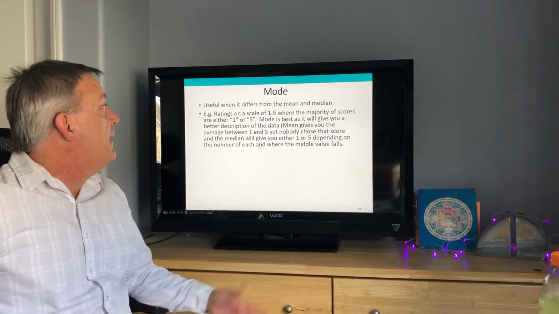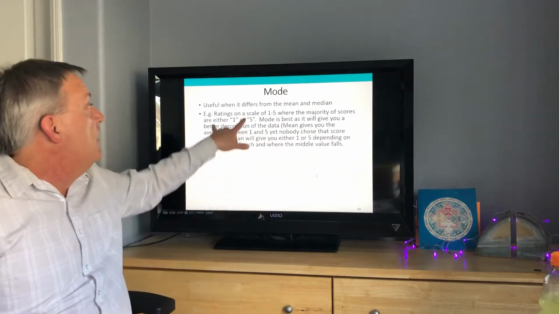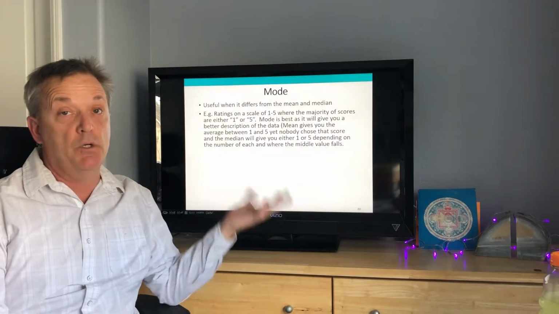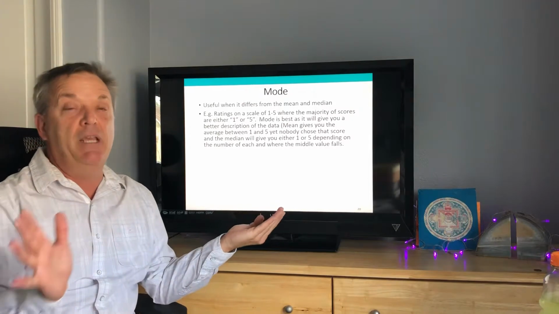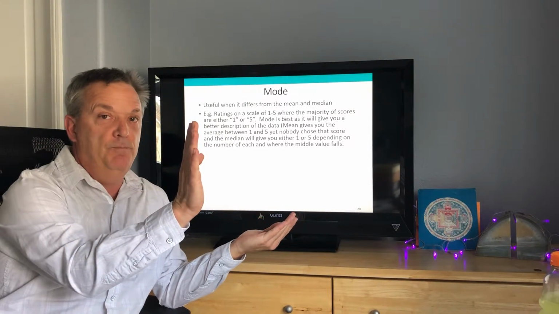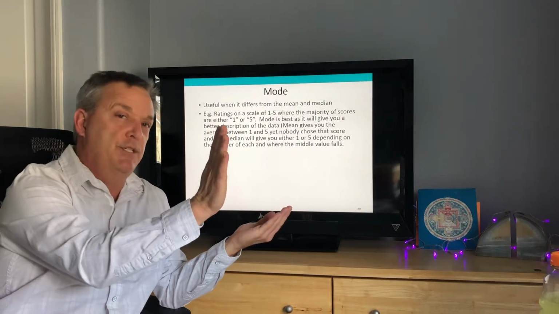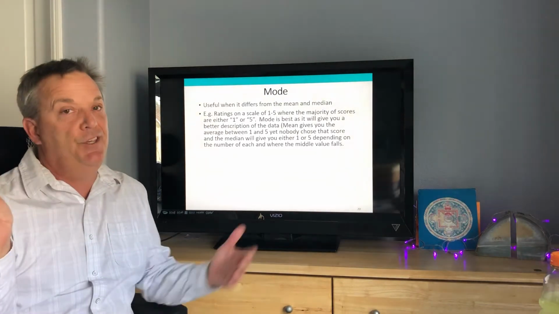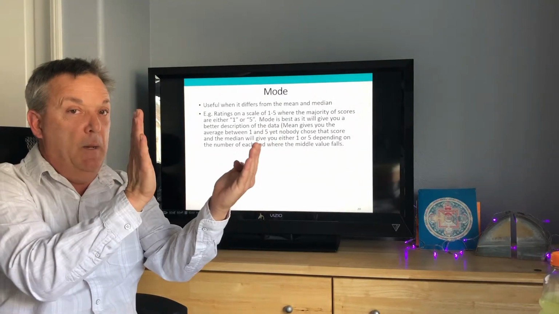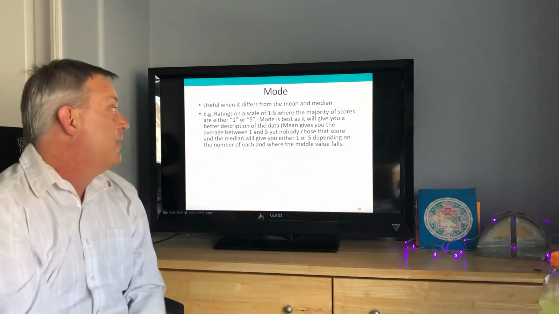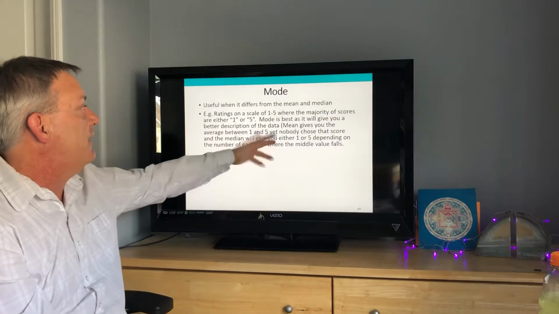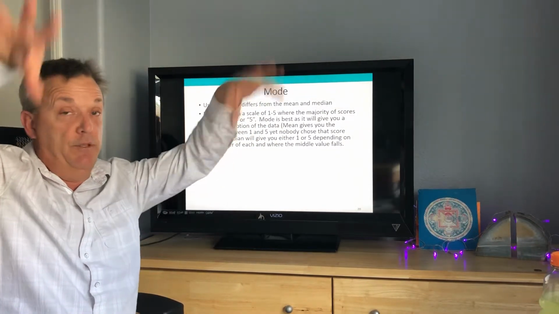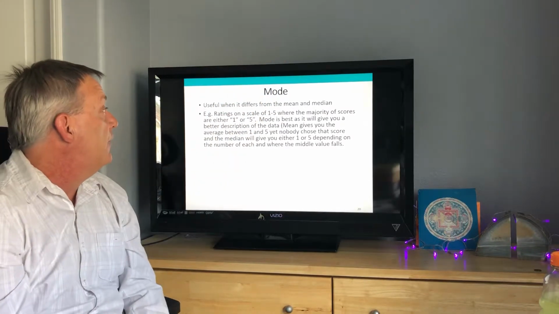It's useful when it differs from the mean and the median. For example, if you have ratings asking participants to rate something on a scale of 1 to 5, but the majority of scores are either 1 or 5, the mean is really not going to give you that good of an indicator of the data, right? Because it's just going to tell you the middle, yet no one chose anything in the middle. And the same with the median, it's going to tell you either 1 or 5, depending on how many you have and where the middle one is. And so that's why the mode is really an effective thing, because it can tell you the frequent responses, which are 1 or 5.